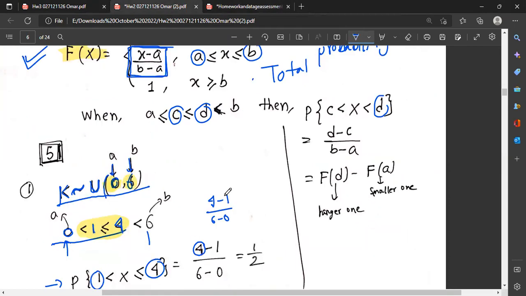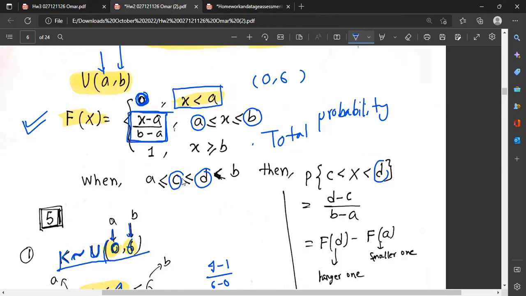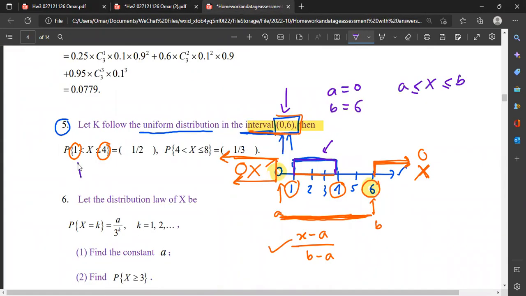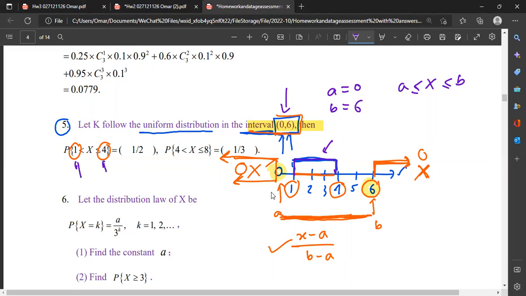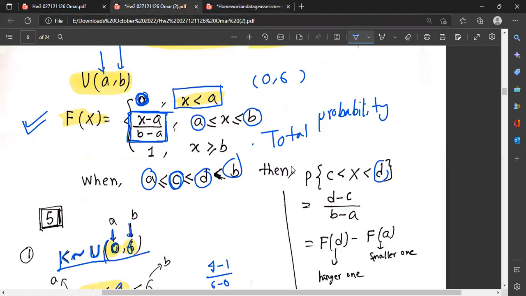But if we have two numbers, c and d, as you see here, 1 and 4, in the question, they are between a and b, right? I have drawn it here: 1 and 4 are between 0 and 6. So that's why the formula will be different. It will be d minus c by b minus a. D minus c by b minus a.